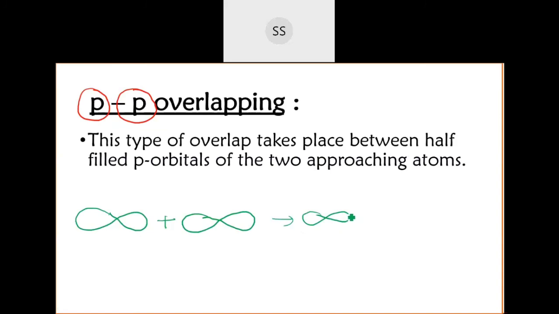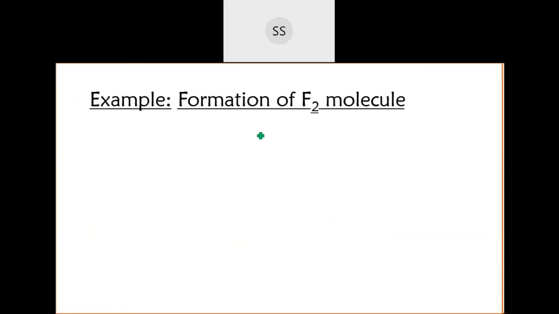Okay, here, like this. And then this bond will be called a sigma bond. A 2p orbital, one half-filled p orbital, and another half-filled p orbital overlap together to form p-p overlapping. But this is on the axis, one particular axis, possible. Example, you see, formation of F2 molecules.